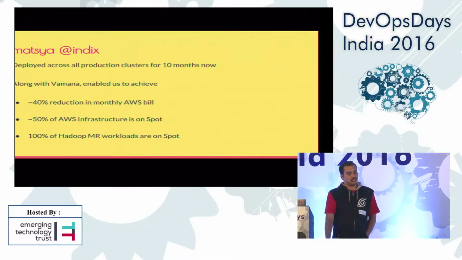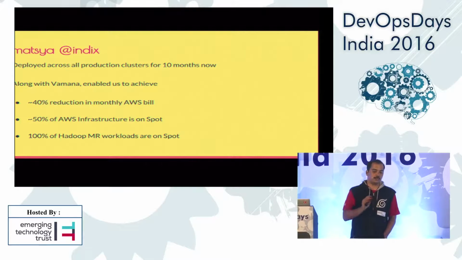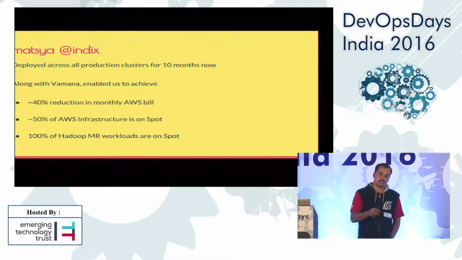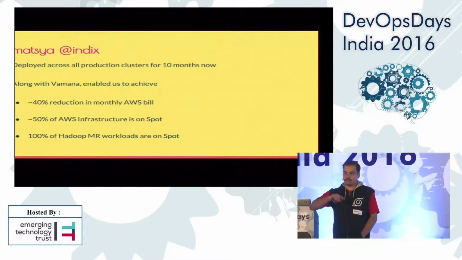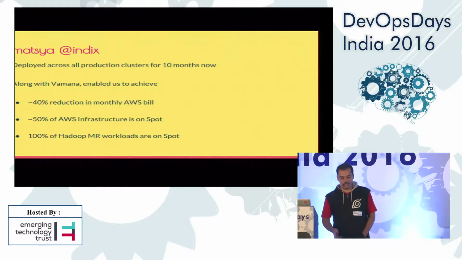So we have had this running for around 10 months in our production systems. Both Matsya and Vamana together helped us reduce 40% of our AWS bill, because we started shutting down machines that we don't use, and we started using spot instances, which also directly resulted in a decrease of the AWS bill. Because of these, we have 50% of our total AWS infrastructure on Spot and 100% of our Hadoop MR workloads on Spot. I mean, the 50% is because 50% of our infrastructure is Hadoop. I thought it was a really nice marketing gimmick to put it there.